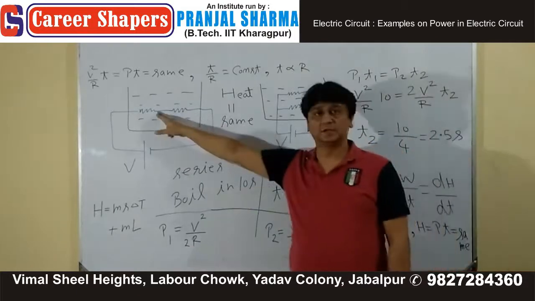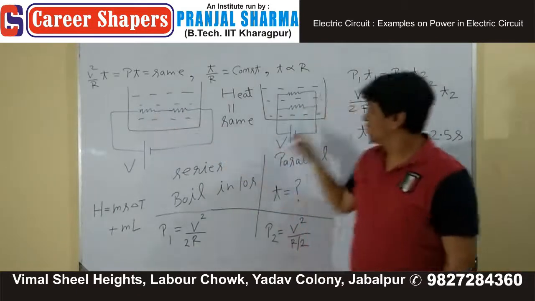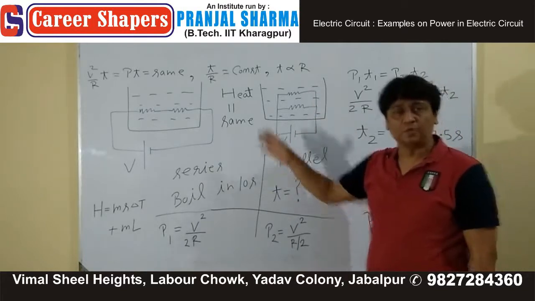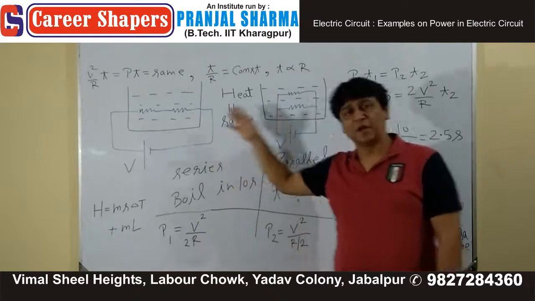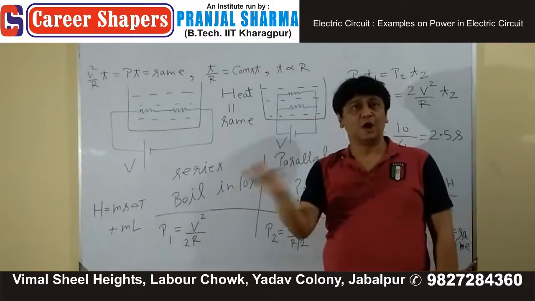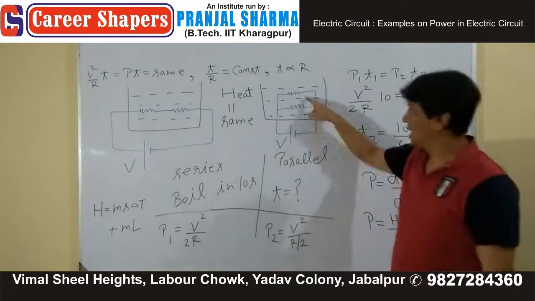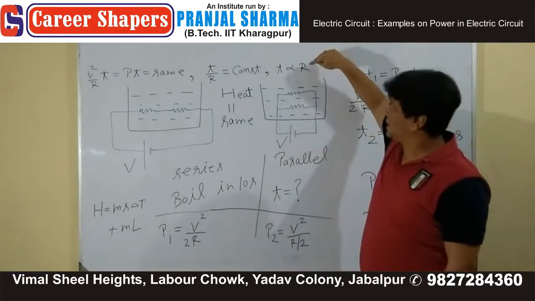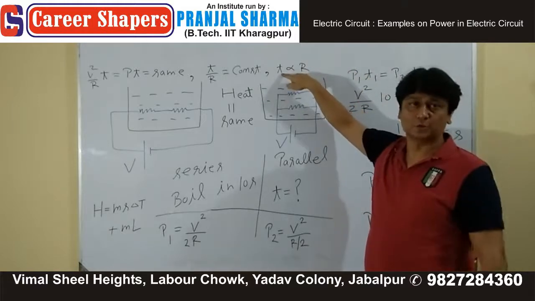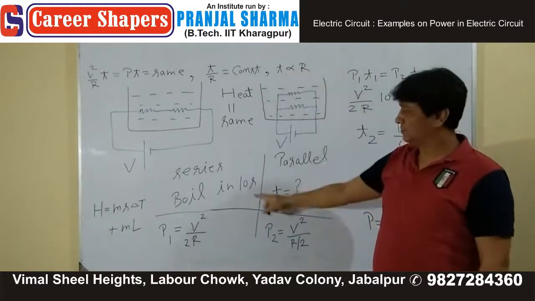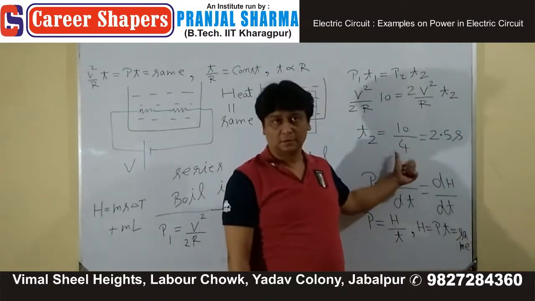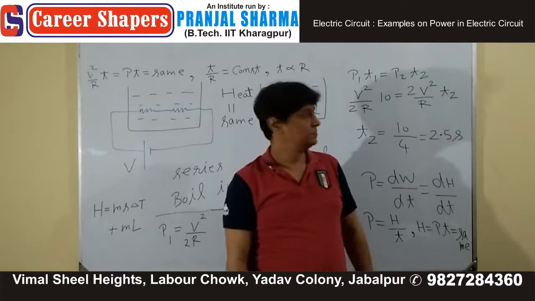What is the resistance? 2R. What is the resistance? R by 2. What is the change? From 2R, if things are becoming R by 2, that means 1/4. 2R divided by 4 is what? R by 2. So if you are dividing R by 4, you must divide T with 4 also. What is time? 10 divided by 4. This is your 10 by 4.